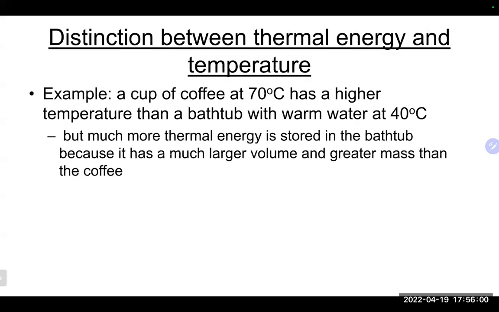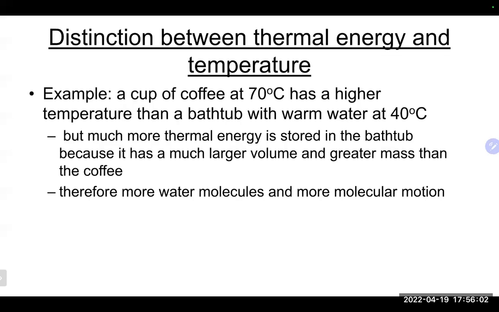Now, the distinction between those two, for example, is if you take a cup of coffee that's 70 degrees Celsius, and it's a higher temperature than a bathtub of warm water at 40 degrees Celsius. But in terms of thermal energy, there is a lot more thermal energy in the bathtub, as there's definitely a lot more molecules of water most likely in your bathtub than there is in your cup of coffee. So even though the cup of coffee has a higher temperature, the actual bathtub would have more thermal energy.